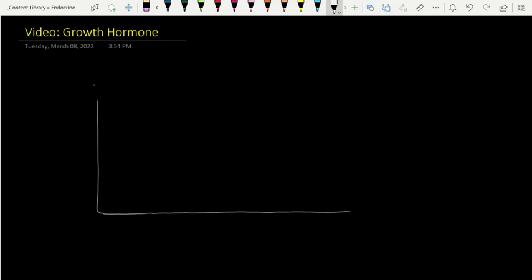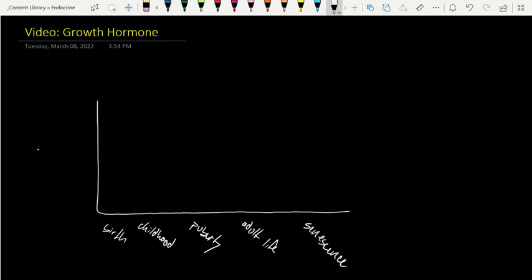If we created a graph, let's put time on the x-axis, starting with birth, childhood, puberty, adult life, and then what's nicely called senescence, getting really old. And on the y-axis, let's graph growth hormone release. I don't think it would surprise anybody what this graph looks like. Pretty low at birth, decent at childhood, spikes around puberty, a little bit down in adult life, but hopefully maintaining fairly consistent levels. And then as we transition toward death, fairly low. So if we graph this out over time, we see a fairly interesting pattern arise.